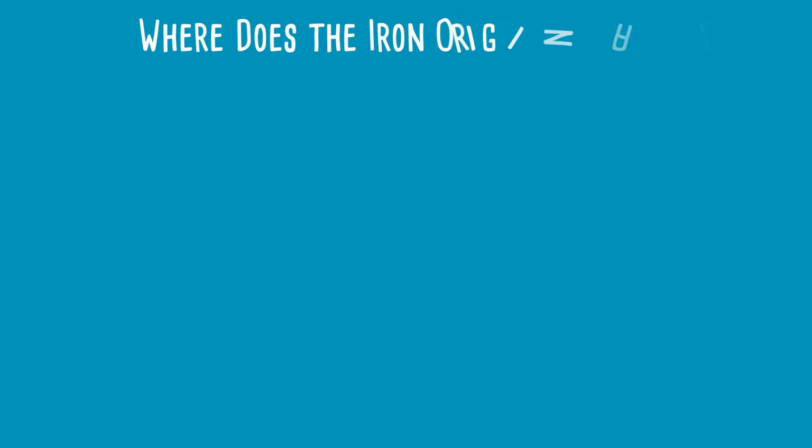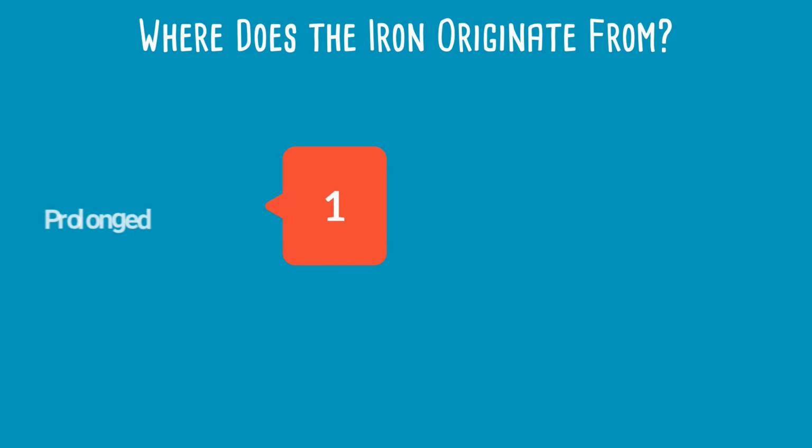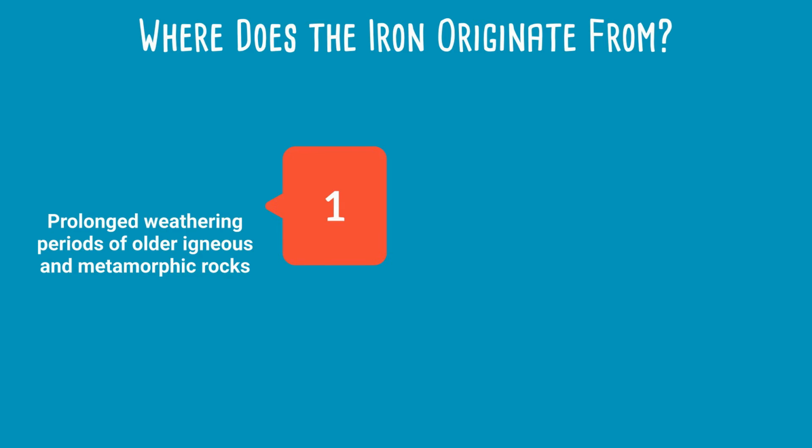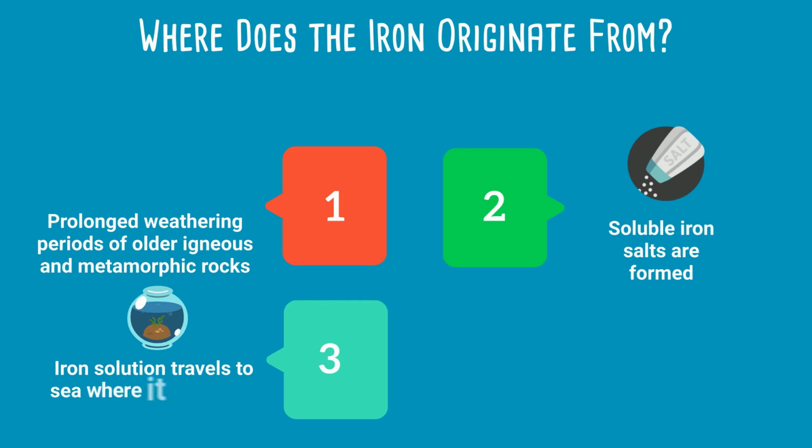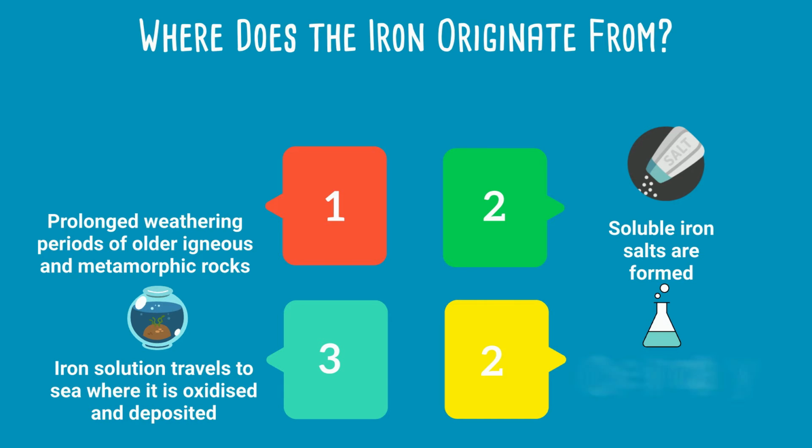Originally, the iron is derived from the weathering of older igneous and metamorphic rocks. Deep weathering over prolonged periods of geologic time releases the iron, forming soluble iron salts. The dissolved iron solution then travels to the sea, where ferrous iron is oxidized and deposited, waiting to be chemically combined with sulfide to form pyrite.